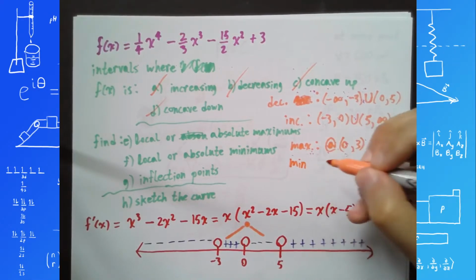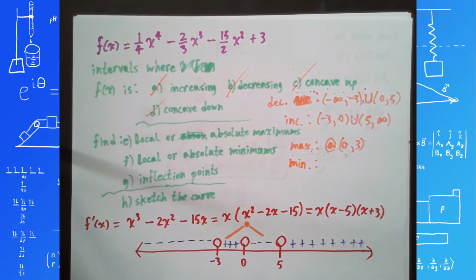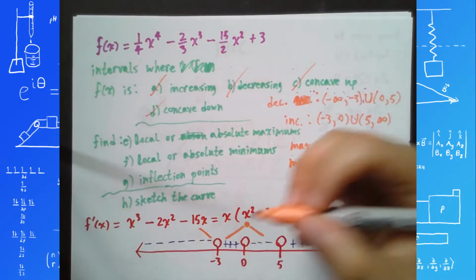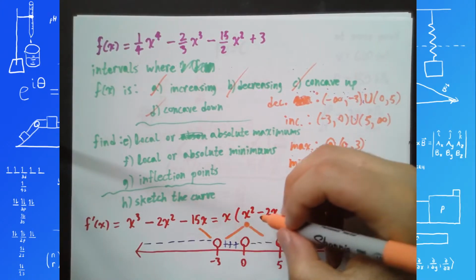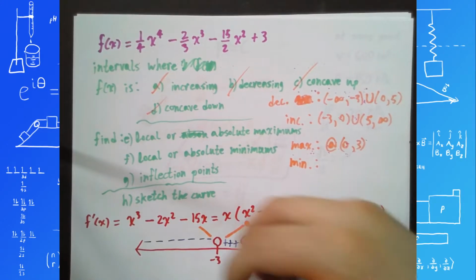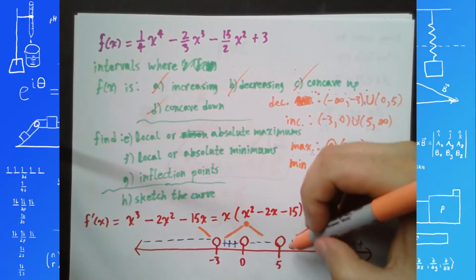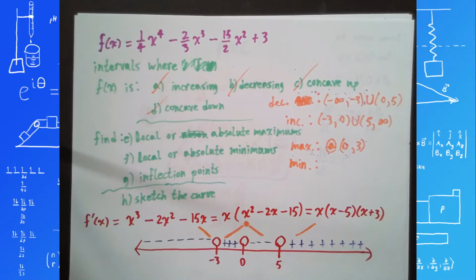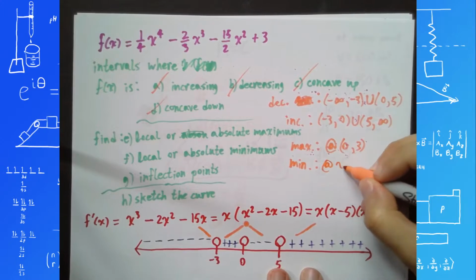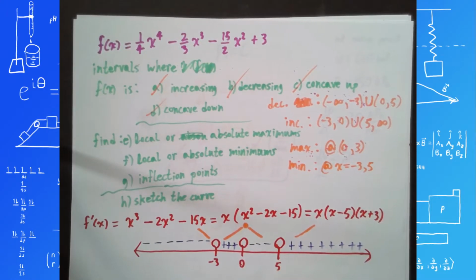As for our minimum values, those occur whenever you switch from going down to going up. So whenever you switch from negative first derivative to positive first derivative, and that occurs twice, it looks like. Going down, then turning up, we've got a minimum at negative 3. Going down, then turning up, we've got a minimum at 5. So we've got a minimum at x equals negative 3 and at x equals 5.